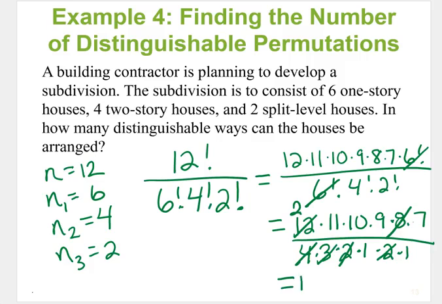But when you are done, you will end up with 13,860 distinguishable ways that we could arrange those 12 houses so that they're all in a different order each time, and you don't have exactly the same layout. So that one would come in handy if you're doing a survey.